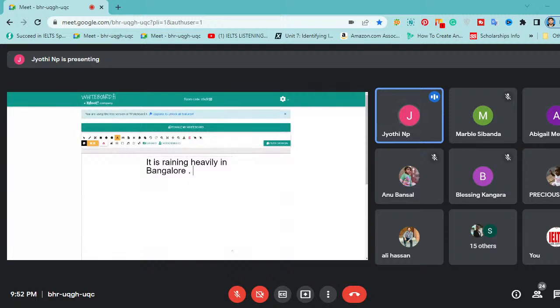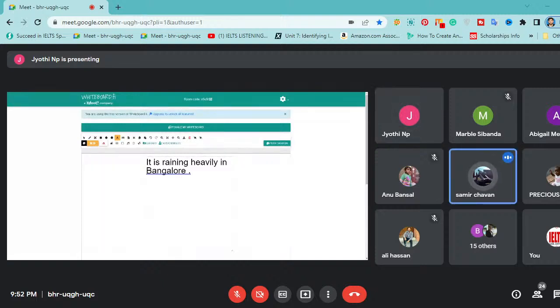Now in this sentence: It is raining heavily in Bangalore. I want somebody to tell me which part is the subject and which part is the predicate. I don't want Anu to answer because she did last time. Anybody else? Yes, Samir. Bangalore is the subject, and it is raining heavily is the predicate.